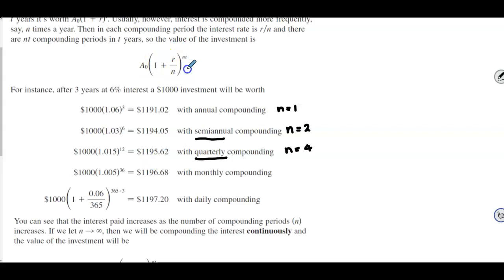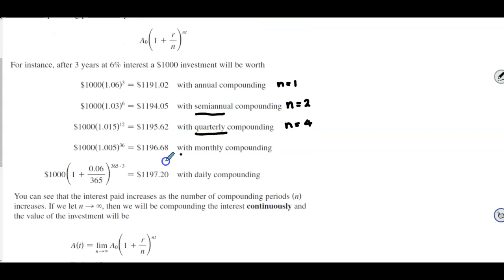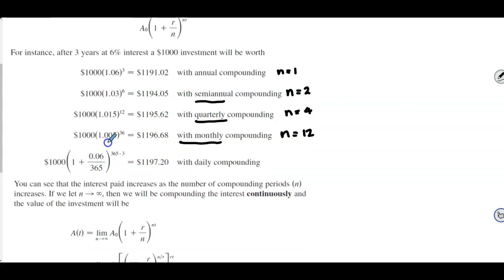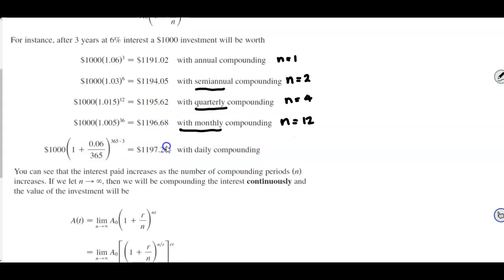Now, if we wanted to invest quarterly, that would mean n would equal 4. If we plug that into our formula, we would have 1,000 times 1.015 to the 12th power, which is equal to $1,195.62. Now, if we go monthly, then n would equal 12. And so we would have 1,000 times 1.005 to the 36th power, which, again, you can see it's increasing, gives you 1,196.68.